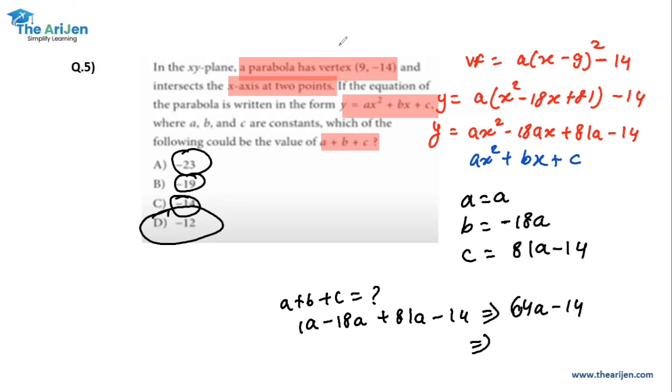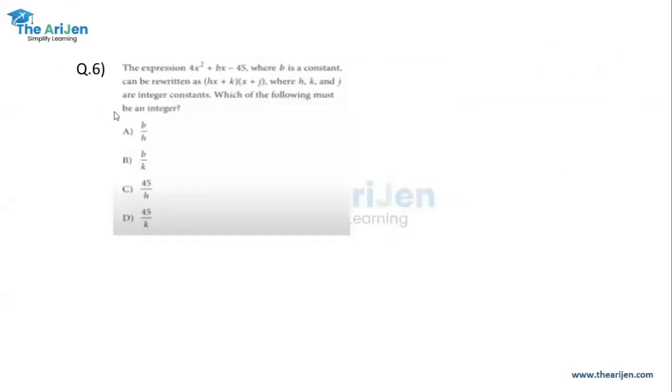Just take a screenshot, solve it, and watch this video at slow speed so that you will really understand. Now let us move to the next question. The next question is this one.